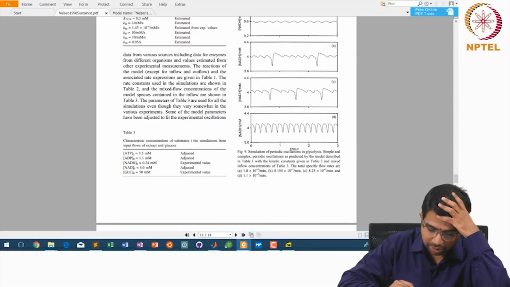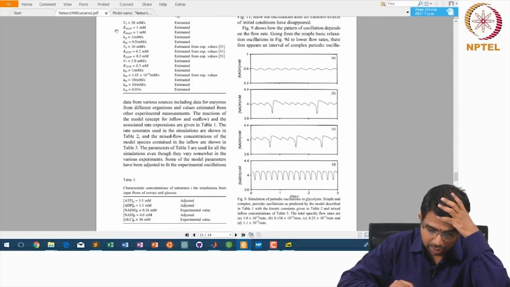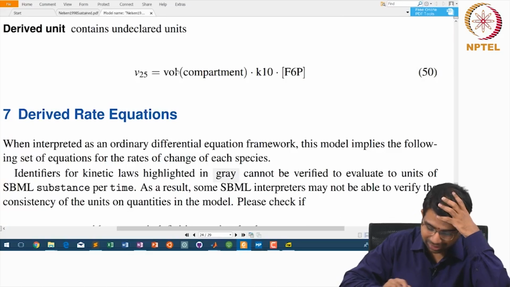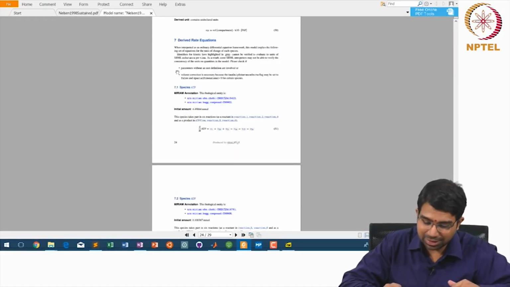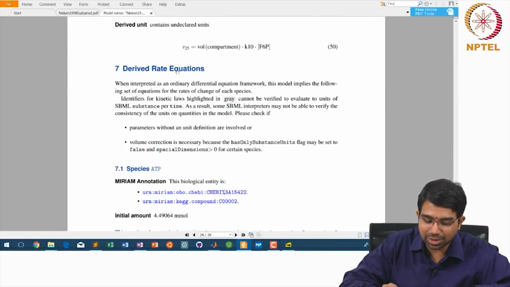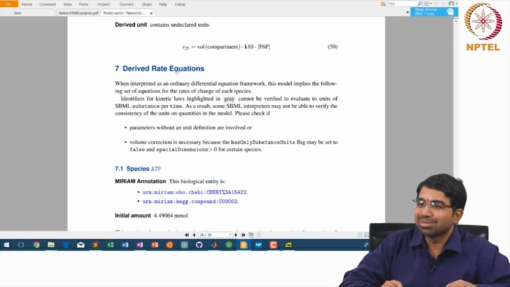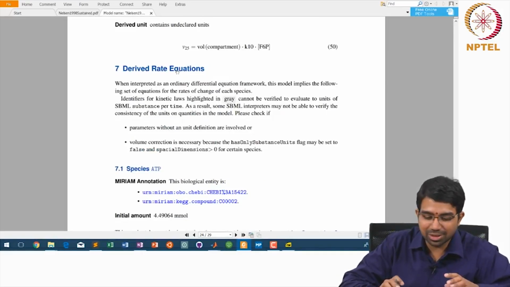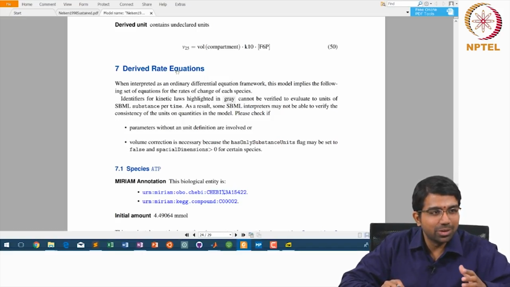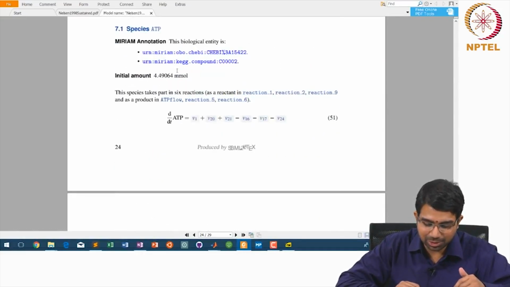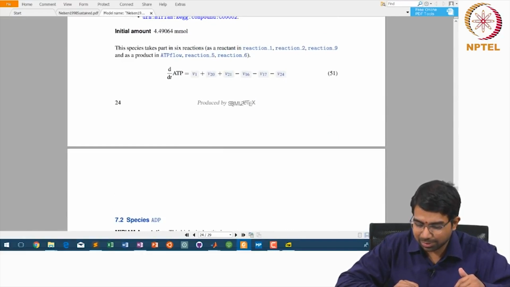So, this model is described in great detail in this paper, and also all the mathematical details. In fact this is very interesting, all this information is encoded inside your SBML file. So this is just literally an SBML to PDF kind of routine that was run to extract all this information out. It's actually done by SBML to LaTeX.